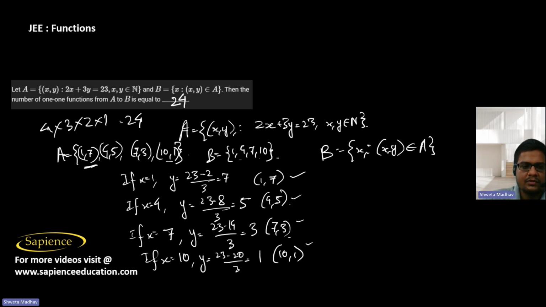Since, why, the first ordered pair will have 4 choices, the second one will have 3 choices, since it should be a 1-1 function. It means that the same element can't have two or more images, or two pre-images can't have the same image also.